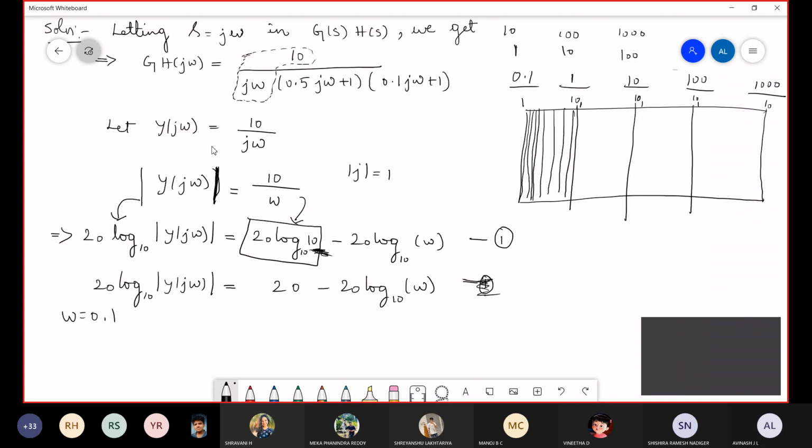There is no rule that you need to consider 0.1. We can consider 0.01 also: 0.01 to 0.1, 0.1 to 1.0, 1.0 to 10.0, 10 to 100. Like this also you can consider. There are many ways to consider the frequency, but what we consider is this particular format.